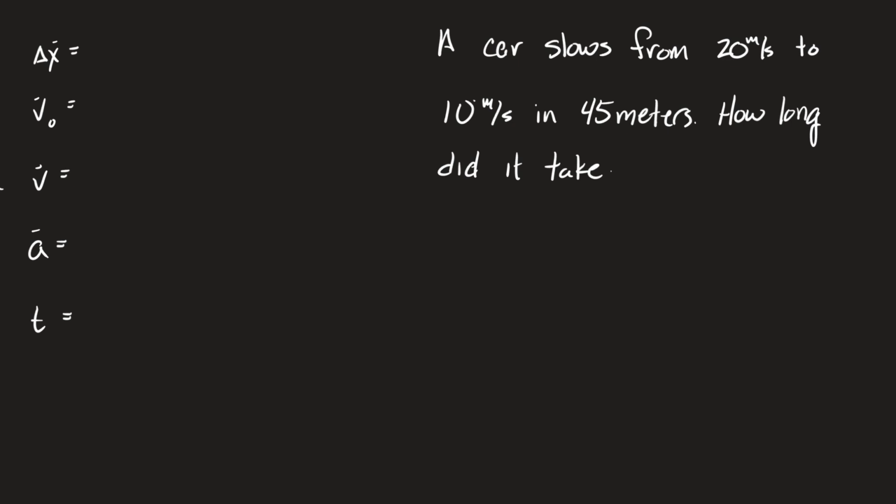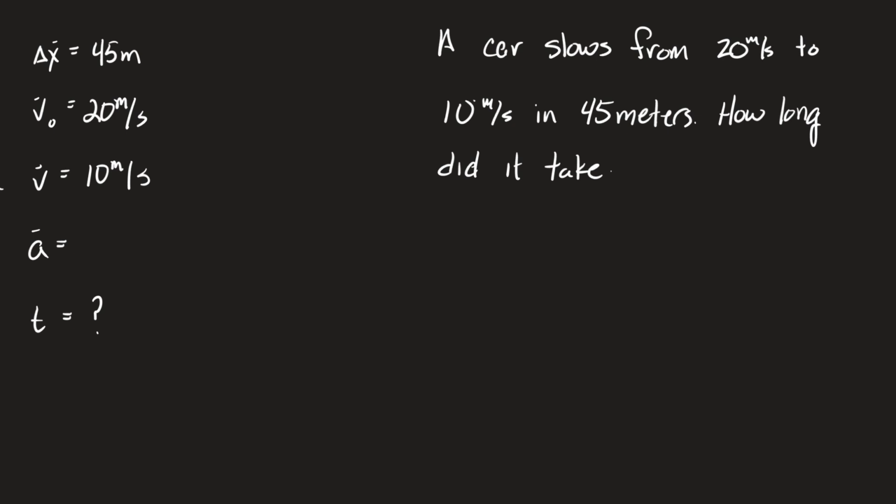So let's just kind of throw in all the things we know. Car slows from 20, so from 20 suggests that's where it started, to 10 meters per second. That sounds like where it ended. So initial and final. In 45 meters. That seems like a displacement. How long did it take? So I always suggest putting the question mark. That'll help you out. Now, we need to figure out the most efficient way to solve this. And the most efficient way is to find the one relationship that has everything in it that is listed here and our question mark one.